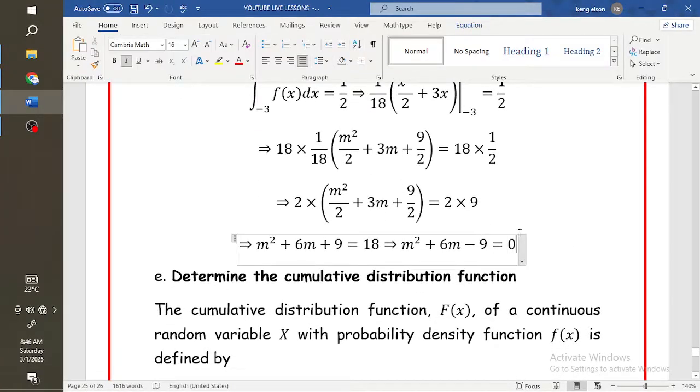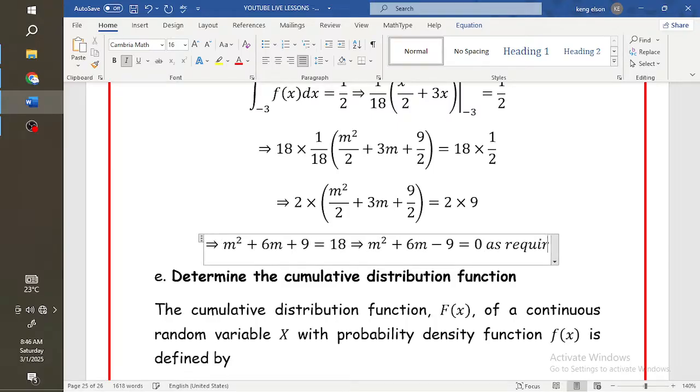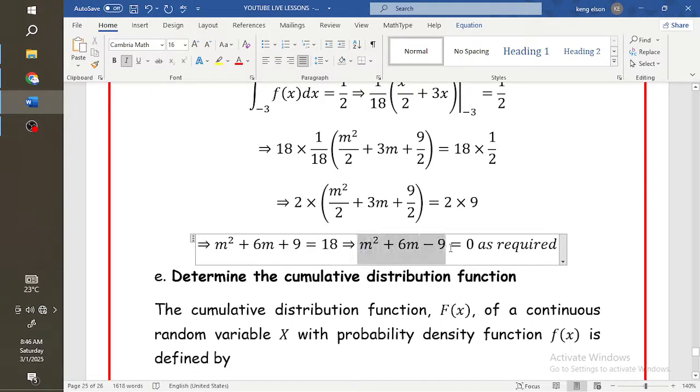You can now be asked to find m. You see that you just solve this quadratic equation and get the value of m. m will be equal to 3. Wait. If you solve this, yes, m will be equal to 3, which means the median is 3.